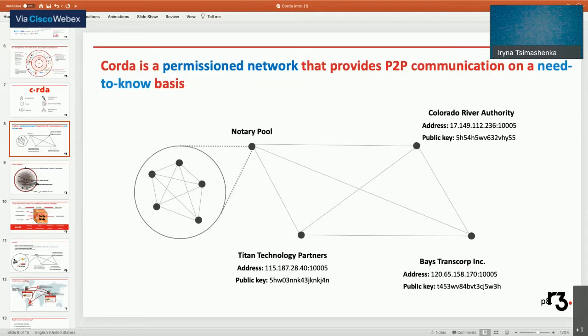So the crucial point from this slide is to understand that Corda is different from other distributed ledger technologies that use global broadcasting and a gossip network to propagate the data around the network, where Corda uses point-to-point messaging. And a notary pool means that there can be multiple notary nodes, or you can have just a single node in it. We'll look at it later on the next slide.